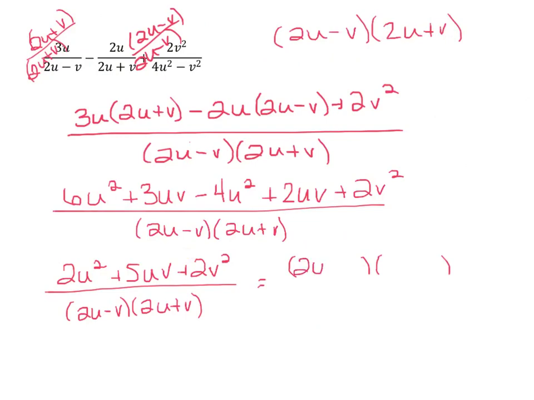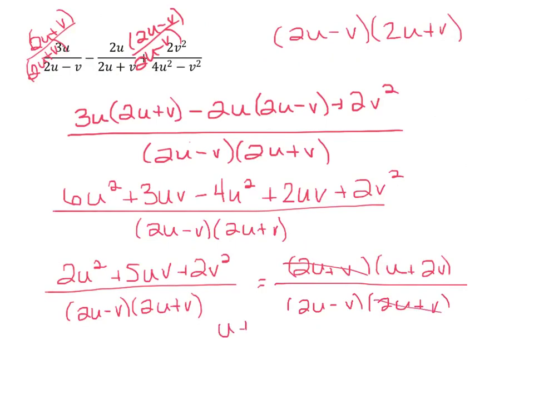Instead, I think of it as 2u times u and v times 2v. So this becomes 2u squared plus 4uv plus 5uv plus 2v squared. And that's all over 2u minus v times 2u plus v. Those cancel. Final answer, u plus 2v over 2u minus v.